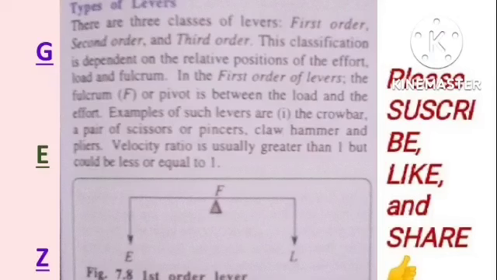Now we have different types of levers, and these are also known as the classes of levers. For example, we have the first order, second order, and third order of lever. In the first order of lever, the fulcrum or pivot is between the load and the effort. Examples of these are the crowbar, a pair of scissors or pincers, a claw hammer, and pliers. These are instruments that work based on the principle of a first-class lever, and one common thing about them is that they have their fulcrum in the middle of the load and the effort. So the velocity ratio is usually greater than 1, but it could be less than or equal to 1.